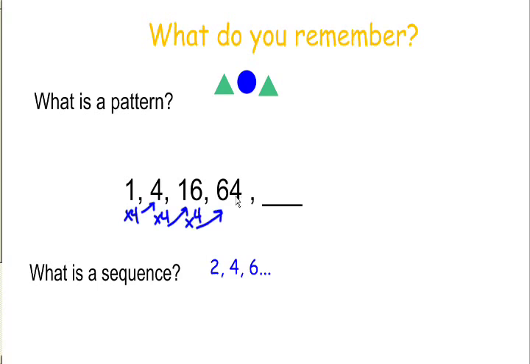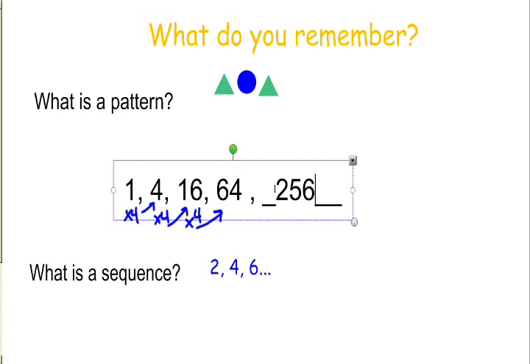And I need to get my calculator out to figure out the next one. So I tapped it into my calculator and I've got 64 times 4, 256. And if I want to find the next number in that pattern, I will do 256 times 4, which is 1,024. And I could continue on my pattern that way.